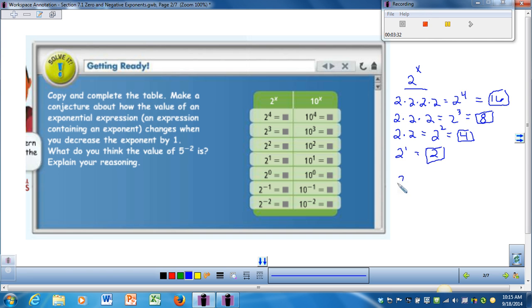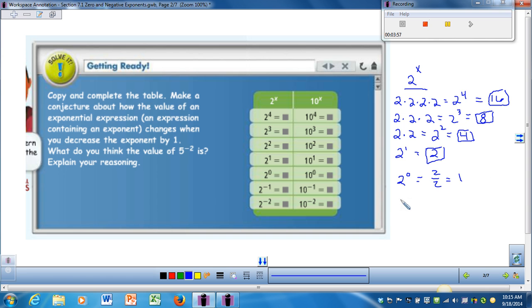Well, the next one is 2 to the 0, which is kind of a weird thing. I can't do 2 times itself 0 times. But we can see the pattern that's happening. 16 divided by 2 is 8. 8 divided by 2 is 4. 4 divided by 2 is 2. What do I do next? How do I get to the next number in the pattern? Divided by 2. What's 2 divided by 2? It's 1. So that's where that 0 power comes out to equal 1.